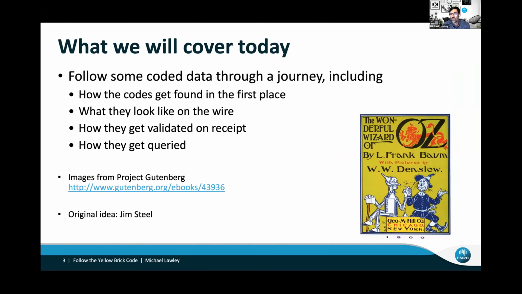So today we're going to follow a bit of a story. We're going to follow some coded data through a journey, starting with where the codes get found in the first place, how the FHIR Terminology Service API helps us with that, what these things look like on the wire, so we'll get to see some JSON, how they get validated when they arrive at a system, and then how we might use appropriate APIs to query our data and use the codes in querying our data.